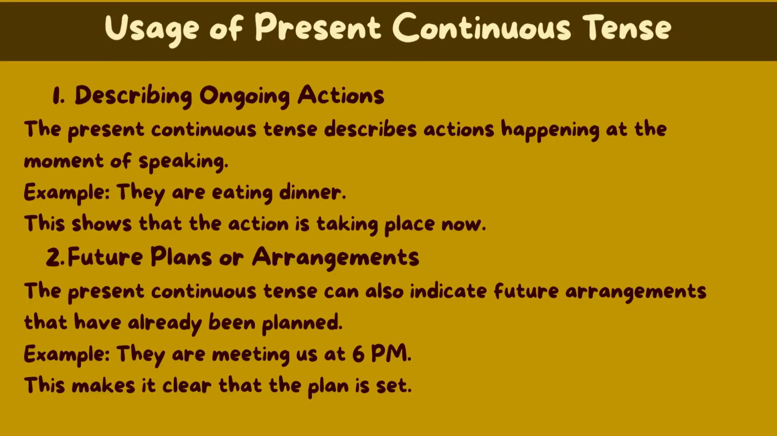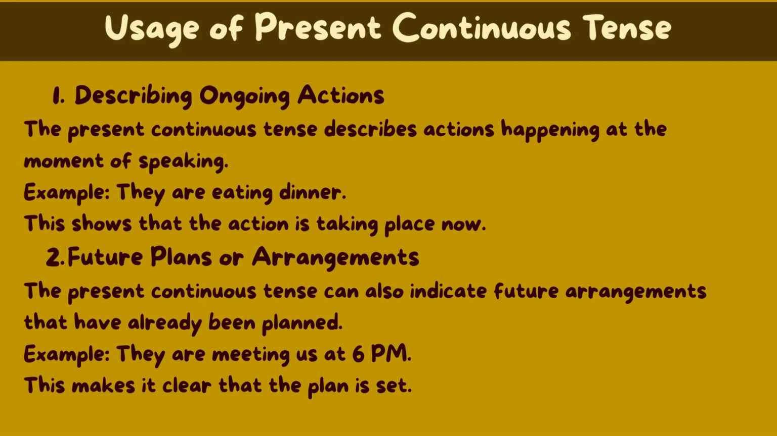The present continuous tense is used for describing ongoing actions. These are actions happening at the moment of speaking. For example, they are eating dinner. This sentence shows that the action is happening right now.